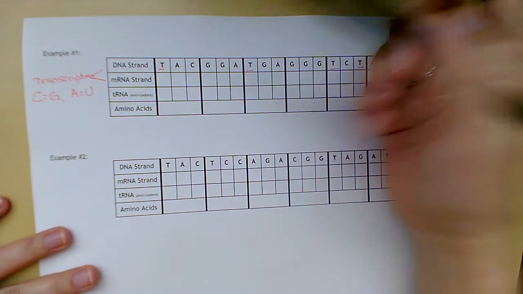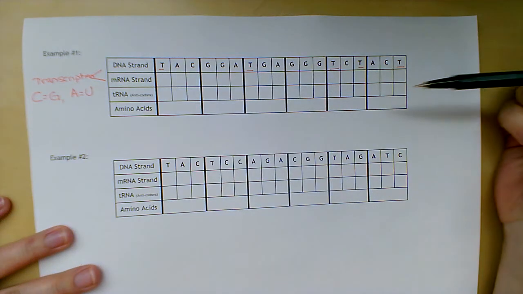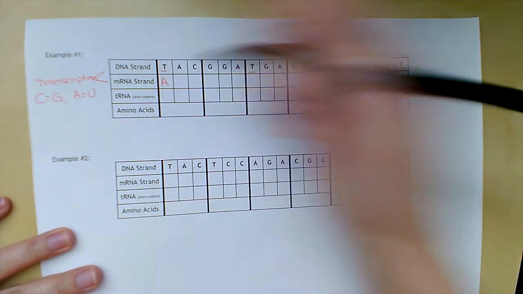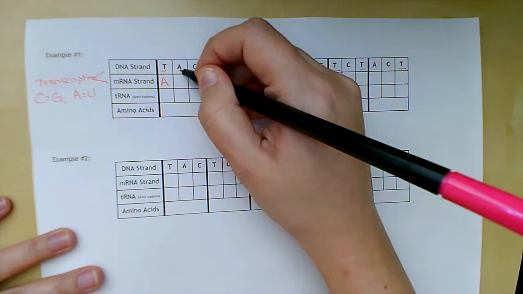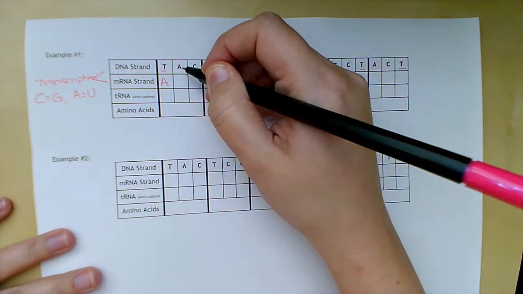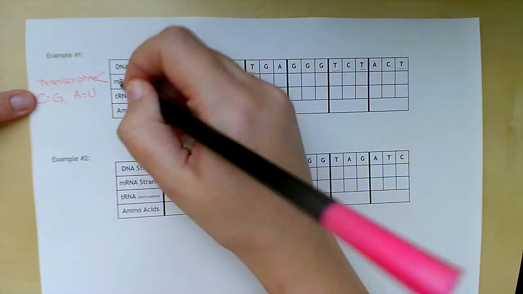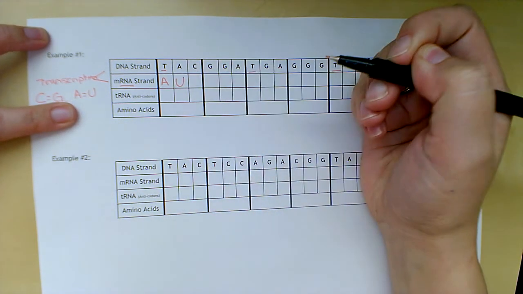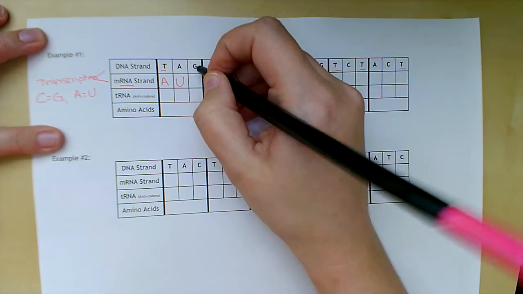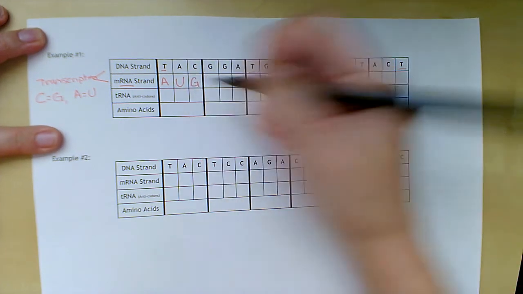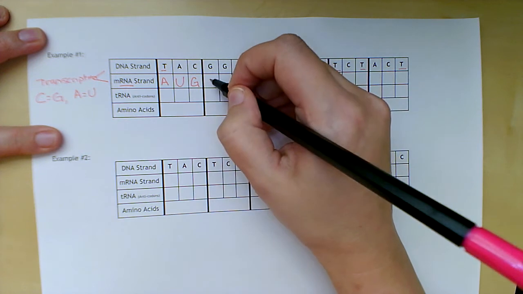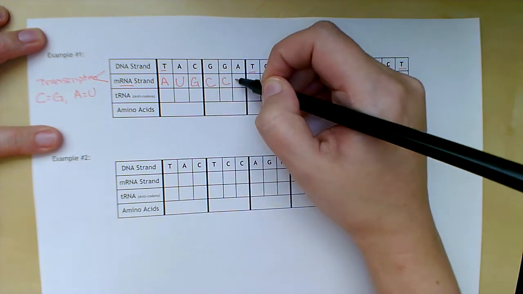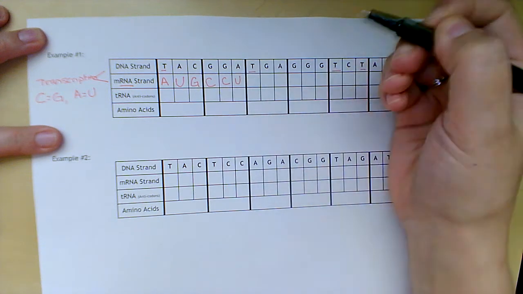So if we go through my first strand and create my mRNA, T is going to pair with A. We still have A in mRNA. A now, if we were creating DNA, we would pair it with T. But because we're creating RNA, we pair A with U now. So now it's AU. And then we pair C with G. G pairs with C. G pairs with C. A pairs with U. And I'm just going to continue on.